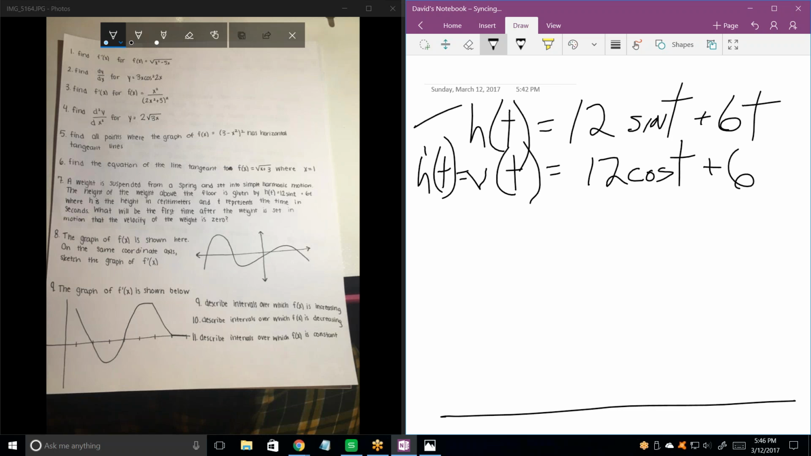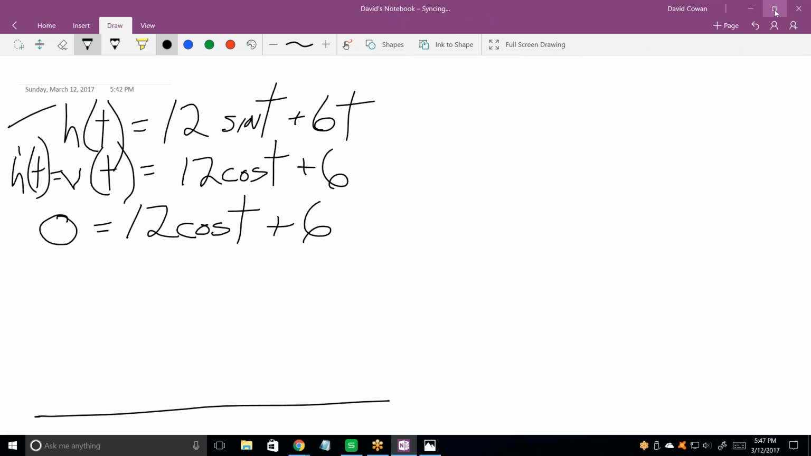Now, I want to know where that's equal to 0, because that's the turnaround points. Whenever velocity is equal to 0, that's where the weight is dead still. Solve that equation. That's a simple trig equation.